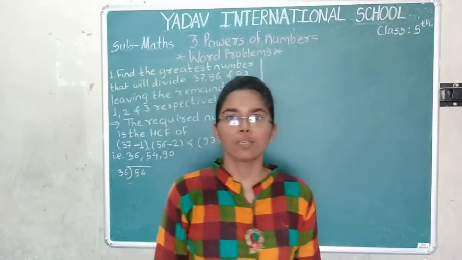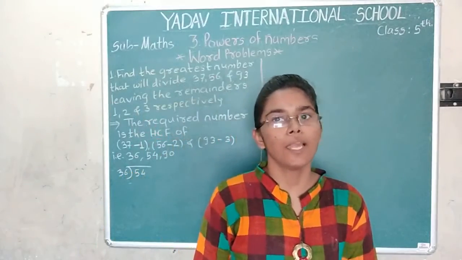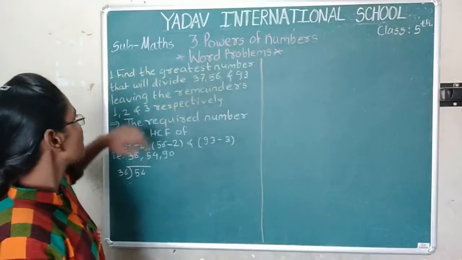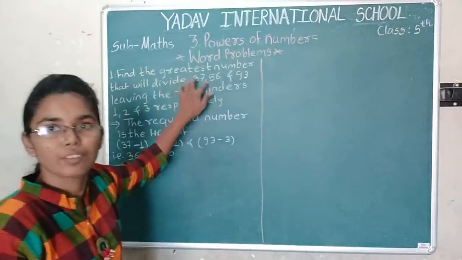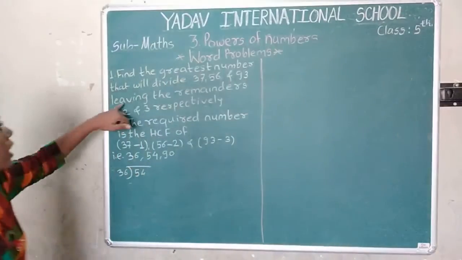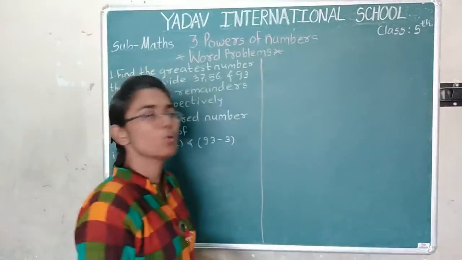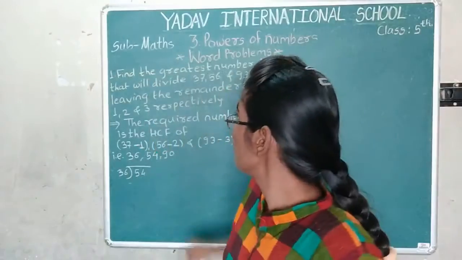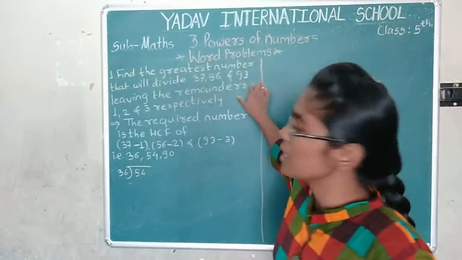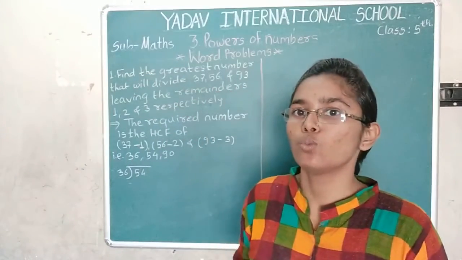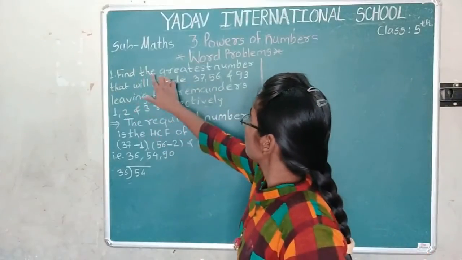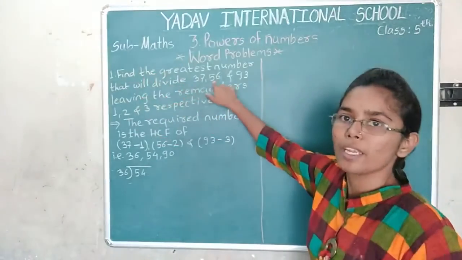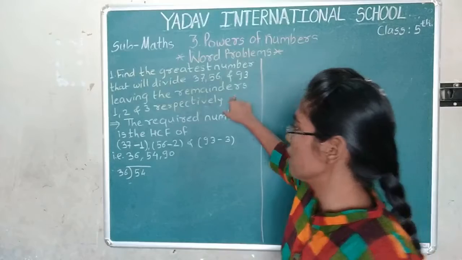Now we will see some word problems based on the LCM and HCF. Here is the question: find the greatest number that will divide 37, 56 and 93, leaving the remainders 1, 2 and 3 respectively. We want to find the number which will divide these numbers leaving the remainders 1, 2 and 3. That is, we want to find the number which divides 37 minus 1, 56 minus 2 and 93 minus 3.